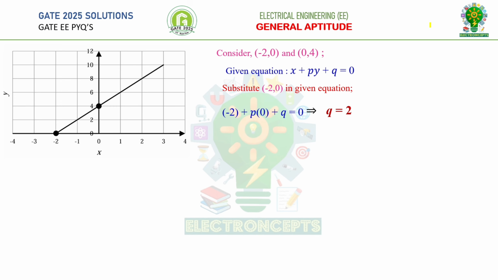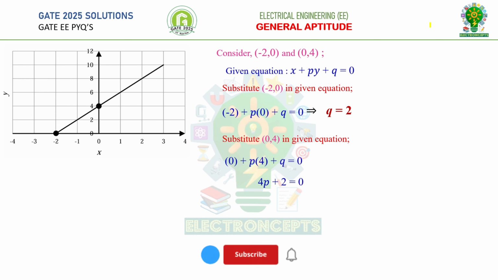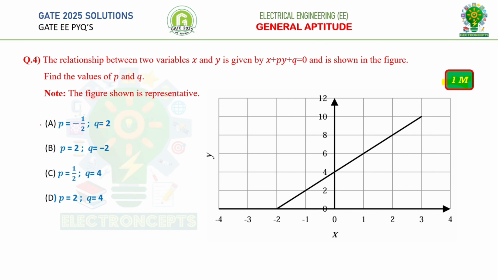Similarly, let's also substitute the point 0 comma 4 and find the value of p. Substituting the value of q here, we will get p is equal to minus 1 by 2. Therefore, the correct option is A. P is equal to minus 1 by 2 and q is equal to 2. Now, let's go to the next question.